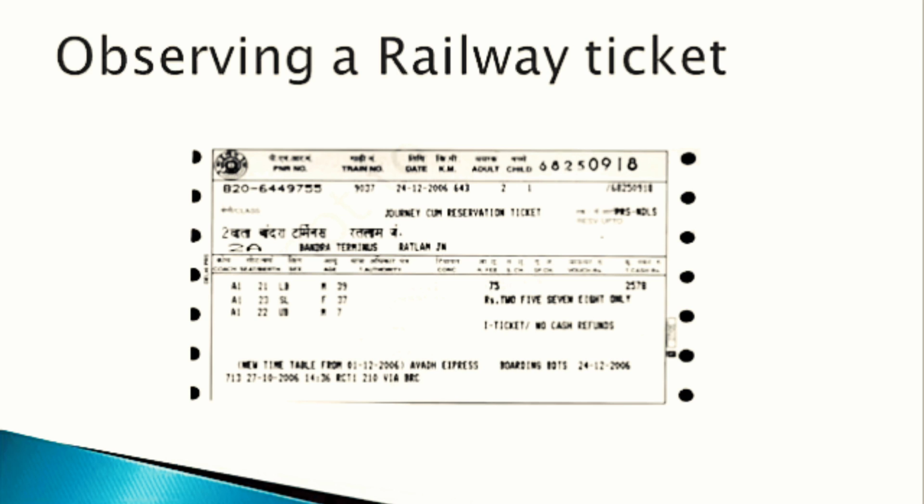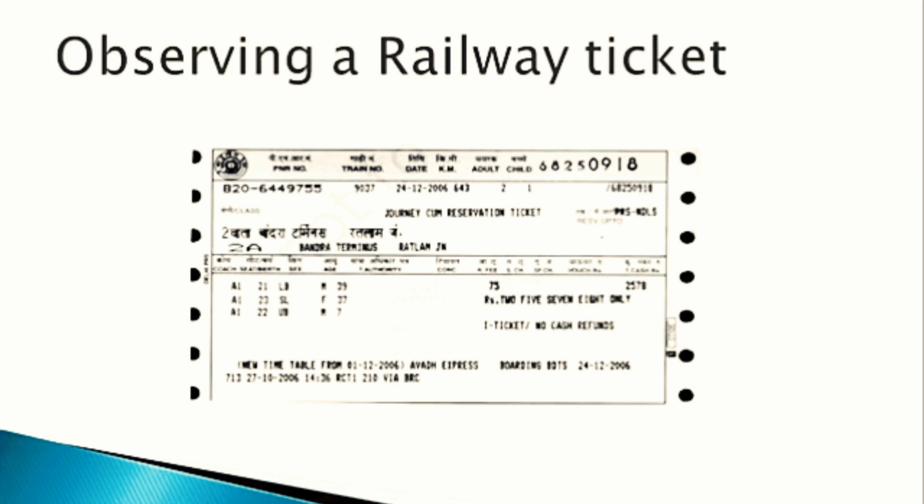You can ask questions like, what is the train number? What is the date of journey? When you observe that ticket carefully, you will see that with your support, children will be able to identify where the train number is written and where the date of journey is written. So with your help and facilitation, children will be able to find out, yes, the train number is 9037, and the date of journey is written on the ticket.